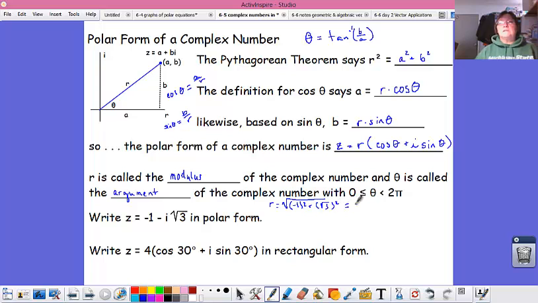And that works out to be the square root of, well, it's 1 plus 3, square root of 4, so r is 2 here. To find theta, we can do the tangent inverse of negative root 3 over negative 1. Folks, this is in quadrant 3. That is the tangent inverse of just root 3.